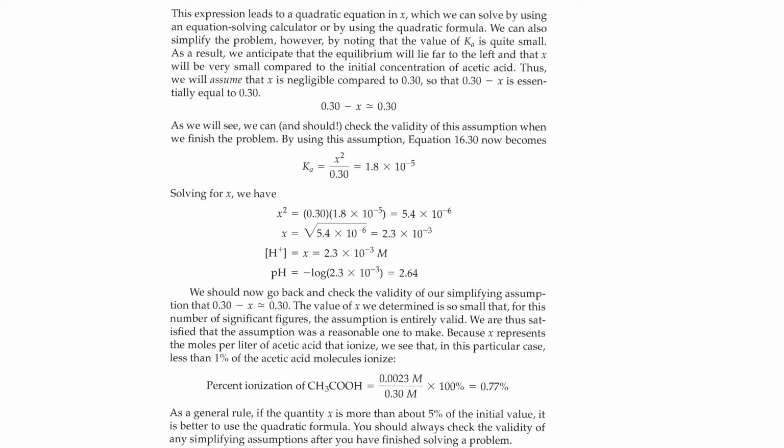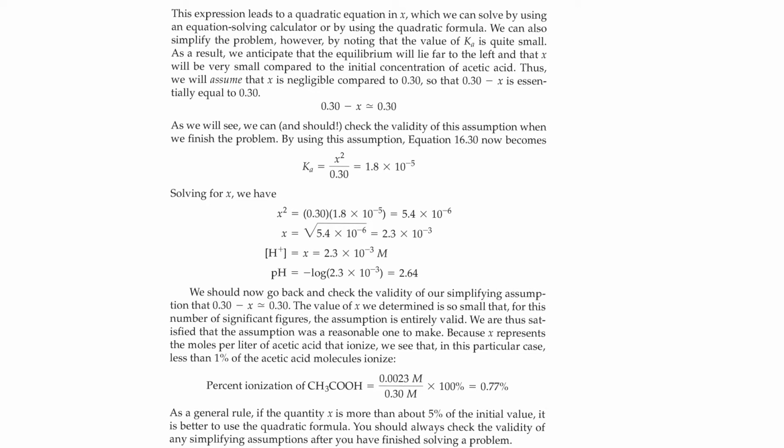By using this assumption, equation 16.3 now becomes Ka equals x squared over 0.3 equals 1.8 times 10 to the negative 5, which gives you an x of 2.3 times 10 to the negative 3. The concentration of H+ is 2.3 times 10 to the minus 3, and the pH, the negative log of 2.3 times 10 to the negative 3, is 2.64.